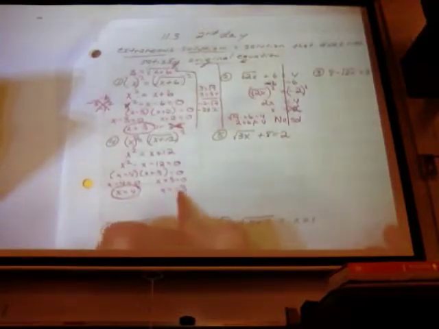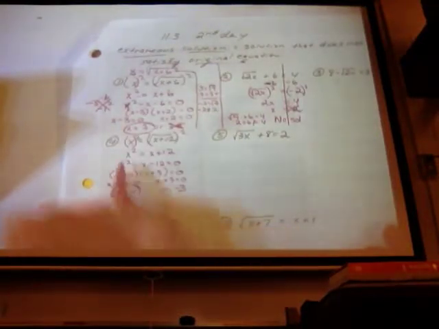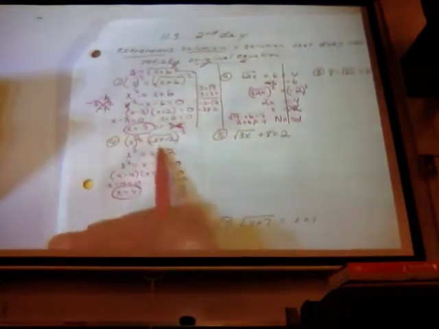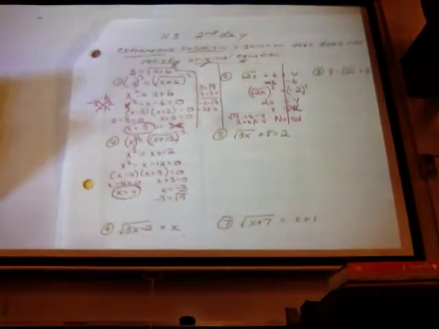Why isn't this an answer? If you put it in, okay, square root can't equal a negative number. Now, does that mean that all negative answers aren't a solution? No. Because you'll see later on.